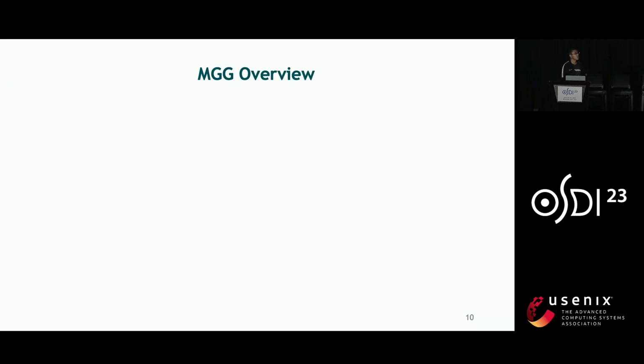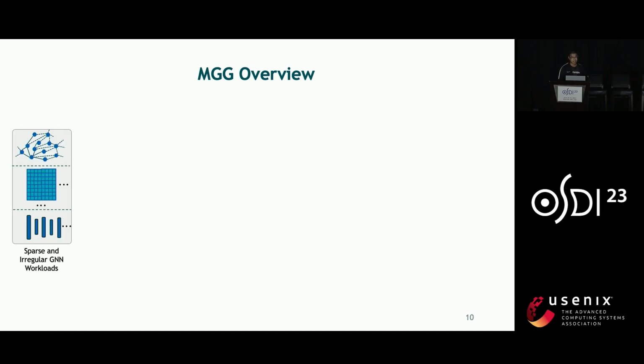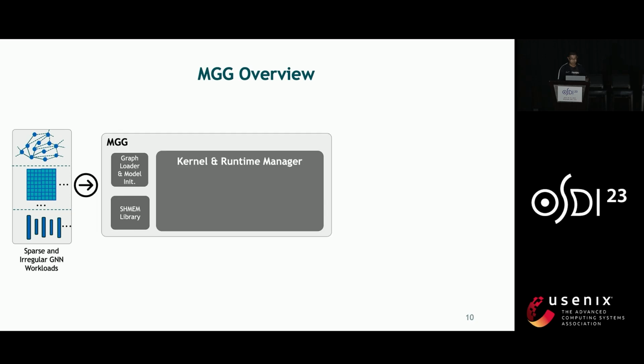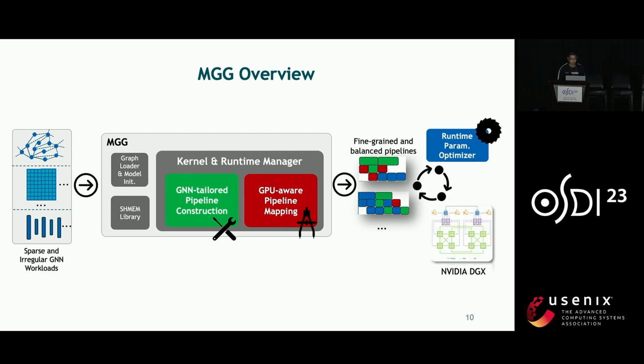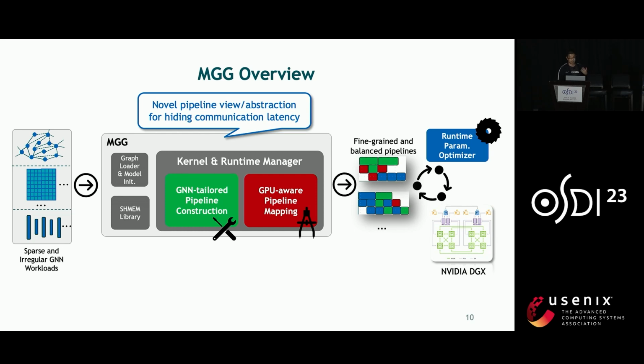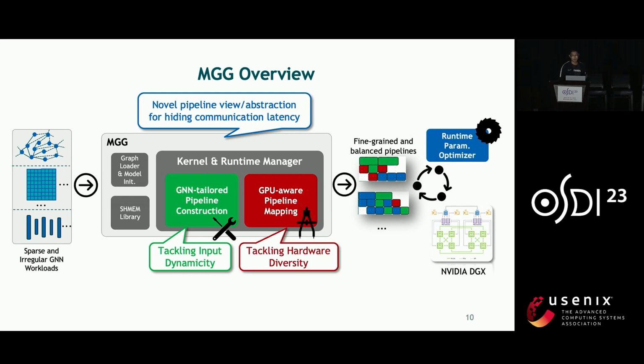With all these observations, we introduce the MGG design for systematically scaling the GNN computation. MGG takes the sparse and irregular GNN workloads and generates a fine-grained balanced pipeline for efficient execution on multi-GPU platforms. MGG consists of several major components, including the kernel runtime manager and the runtime parameter optimizer. It also features a novel pipeline view and abstraction for hiding the communication latency, a GPU-tailored pipeline construction for tackling the input dynamicity, and a GPU-aware pipeline mapping for tackling the hardware diversity. In this talk, we will mainly focus on the runtime manager for pipeline construction and mapping.